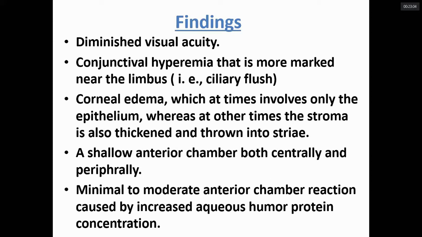So what we see is the visual acuity is diminished, conjunctival hyperemia is most marked near the limbus, corneal edema, which at first involves only the epithelium, whereas at other times the stroma is also thickened and shows the striae. A shallow anterior chamber is seen both centrally and peripherally, and minimum to moderate anterior chamber reaction, which is caused by the increased aqueous humor protein concentration.